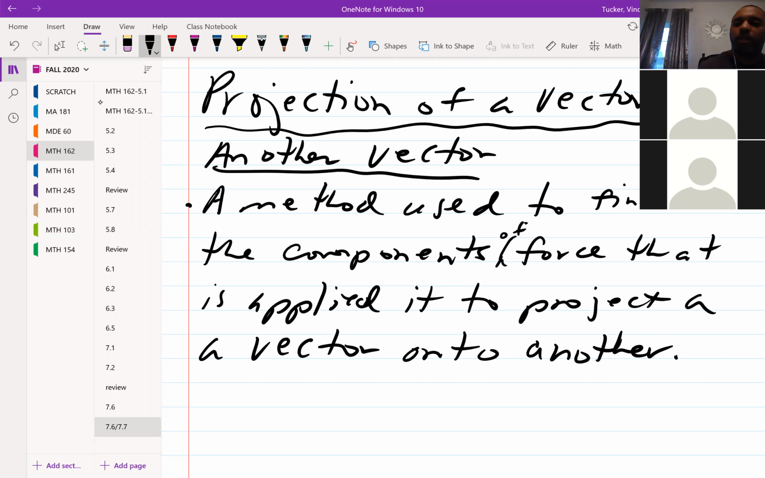All right, so we talk about projection of a vector onto another vector. A method used to find the components of a force that is applied is to project a vector onto another. Okay, that's good right there.